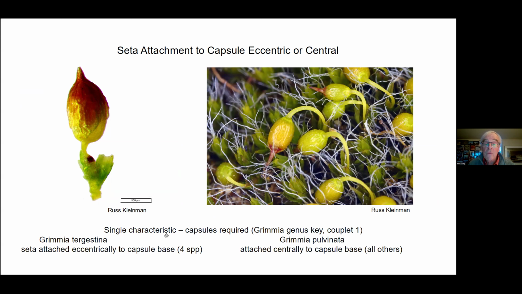This is again a single characteristic at the beginning of the genus key in couplet one. All of the species that are attached eccentrically are on one side of the couplet and attached centrally on the other. So there are four species that are attached eccentrically, and then all the other Grimmias are attached centrally.